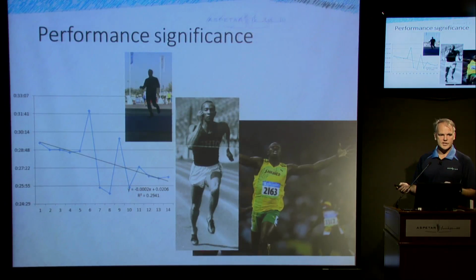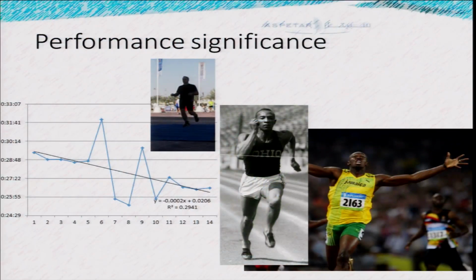So for those guys, a 1% difference makes a 0.1 of a second difference, and for those guys that's going to be highly significant. That's the difference between Usain Bolt gold medal and who was this guy?